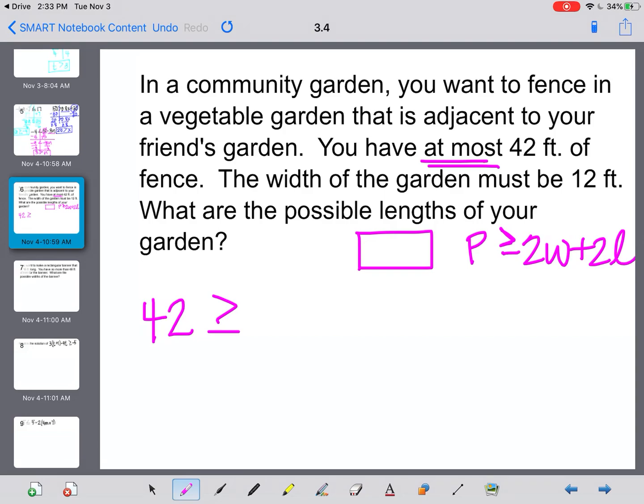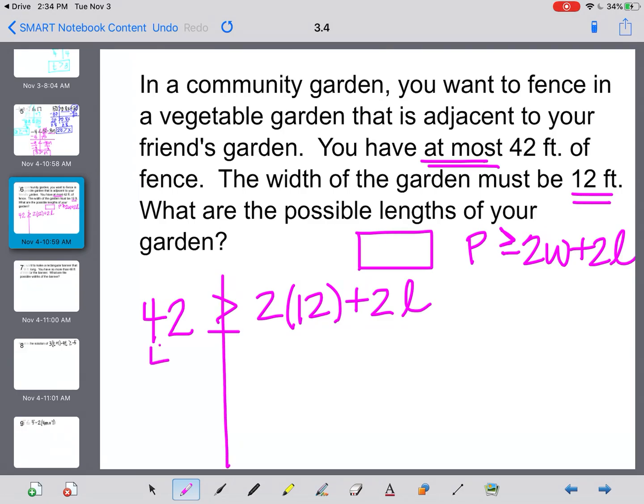Okay, so I know that 42 is the biggest it can be. That's kind of our total. And I also know that my width is 12 feet. Must be 12 feet. So where there's a W, I'm going to put a 12. And for the rest, I'm going to leave it.